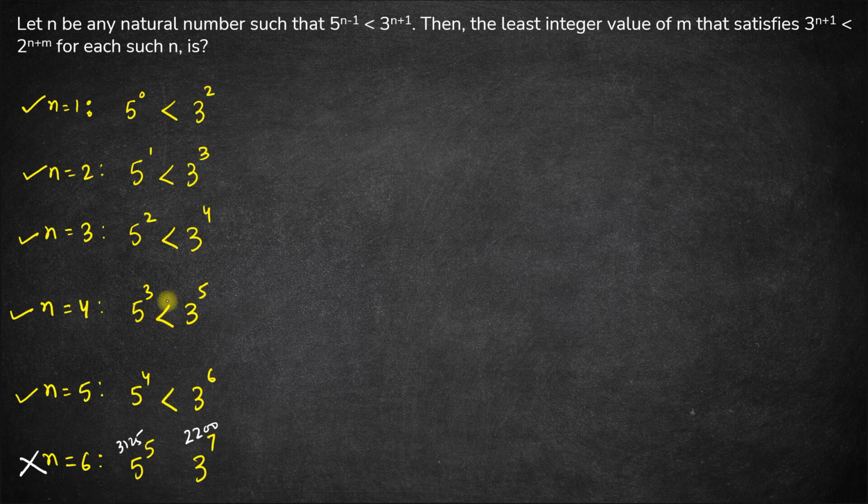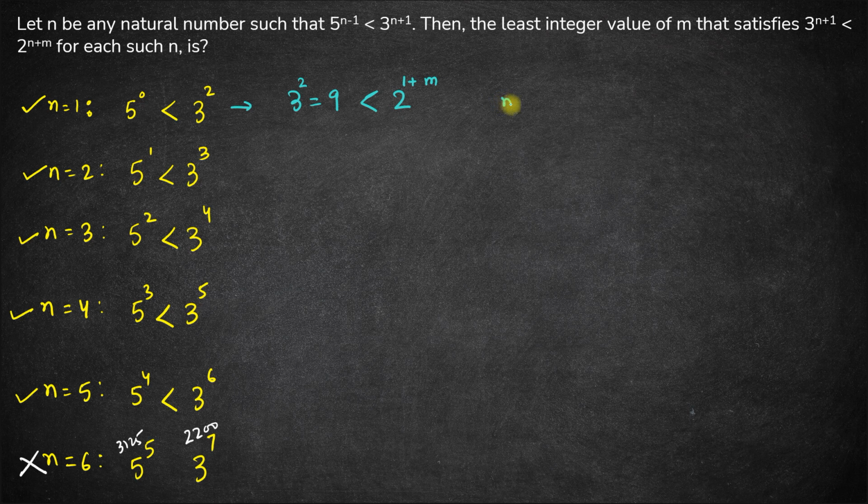And now let's check the other inequality. Now we have to figure out the least integral value of m that satisfies this inequality for each n. So let's start with the first case. We have 3 to the power, here n is 1. So 3 squared, which is 9, should be less than 2 to the power 1 plus m.